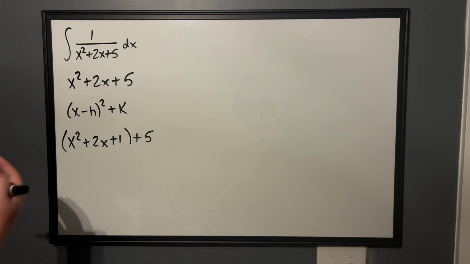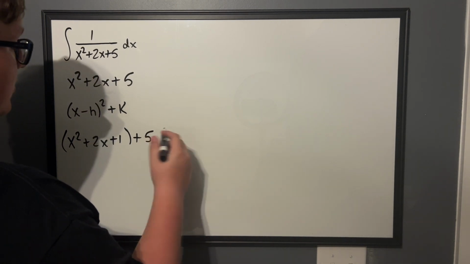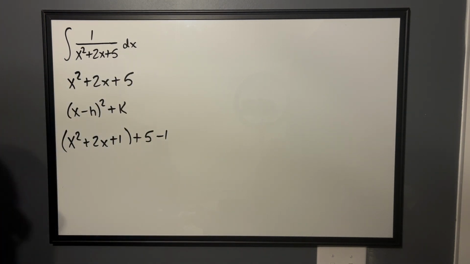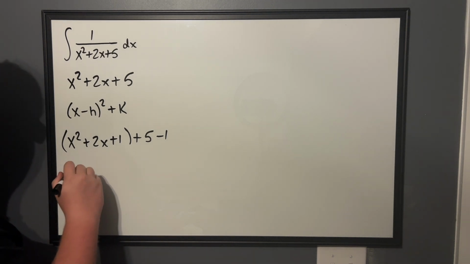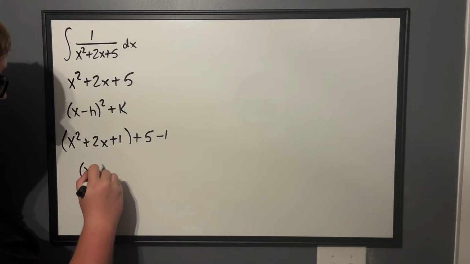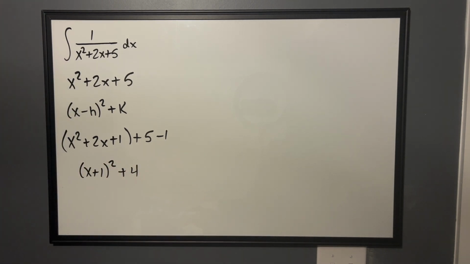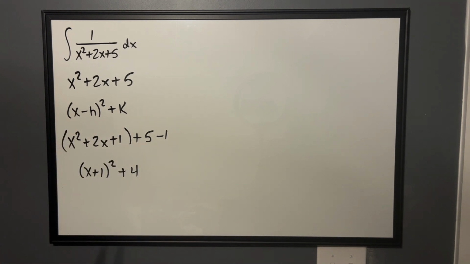Now, of course, because we added 1 to what's inside the parentheses, we also need to take 1 away to make this still equal. So we need to subtract 1 out here. The reason this is helpful is that now what's in here can actually factor into x plus 1 squared. And this out here just becomes a plus 4. So we've got this into vertex form, and that's really nice.